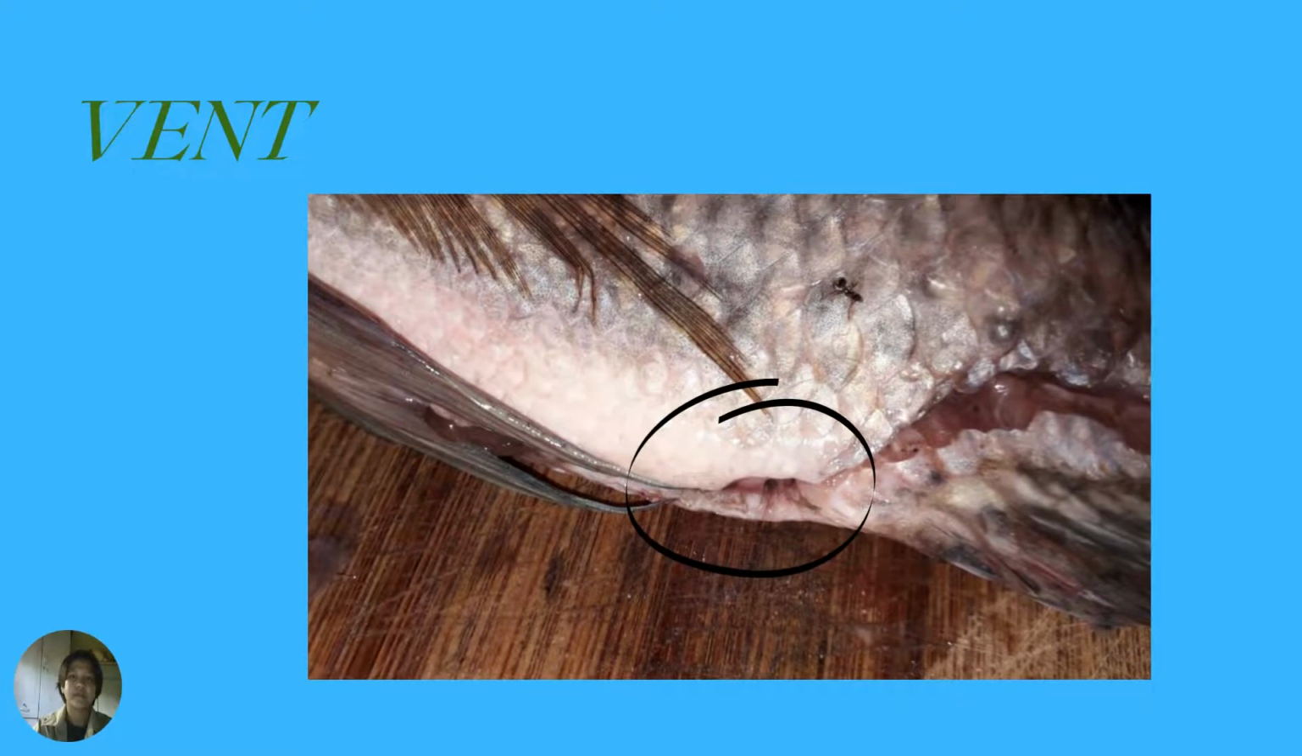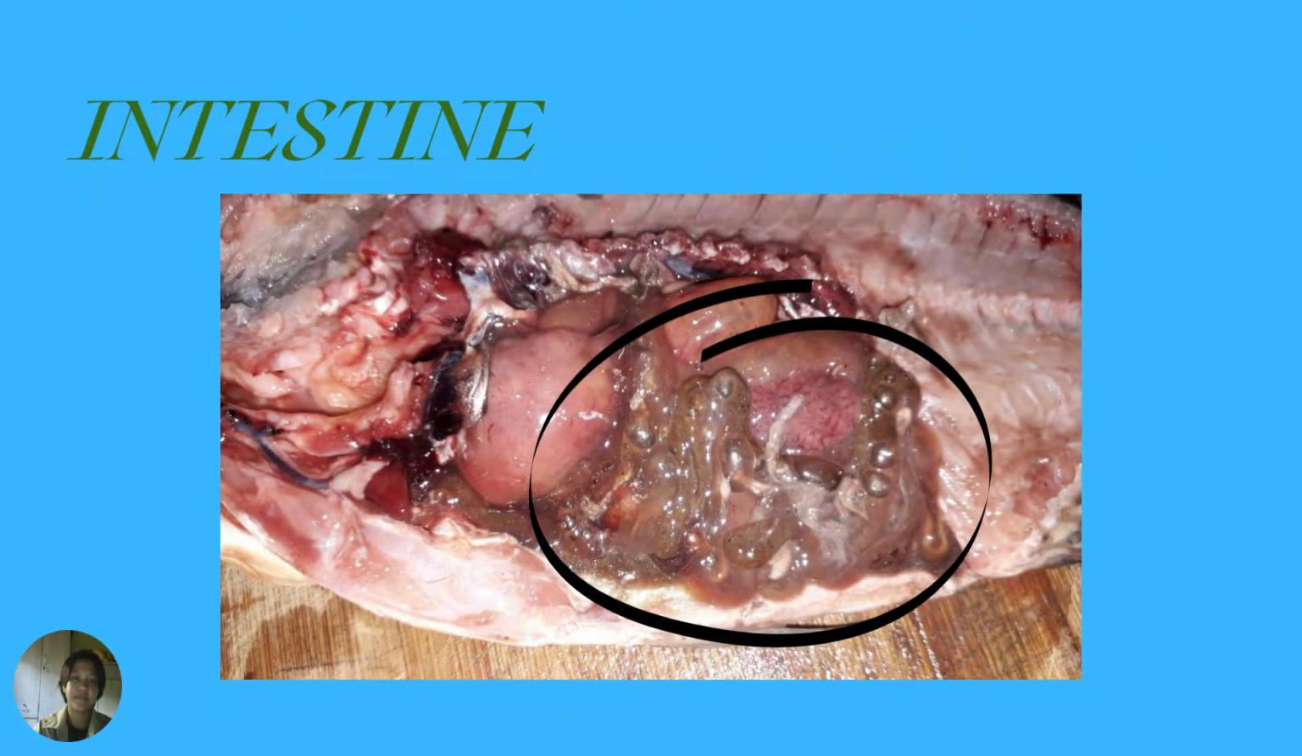Next, we have a vent. The vent is a median unpaired fin on the lower posterior part of the body, behind the vent and sometimes confluent with the caudal fin. Next, we have the intestine. The fish intestine is a long, thin tube with a thin, double-layer musculature, the outer layer being longitudinal and the inner layer being circular.